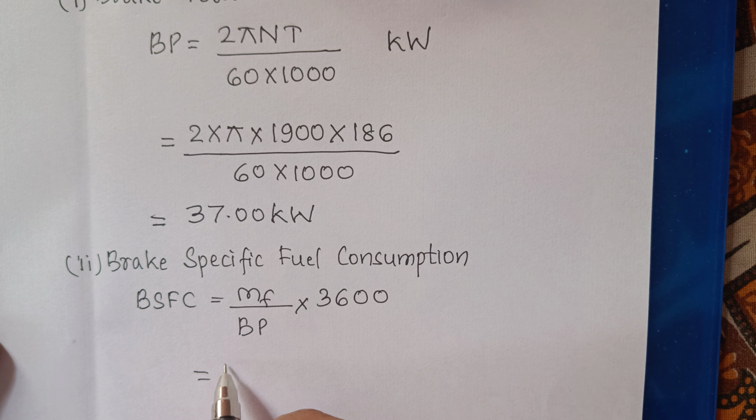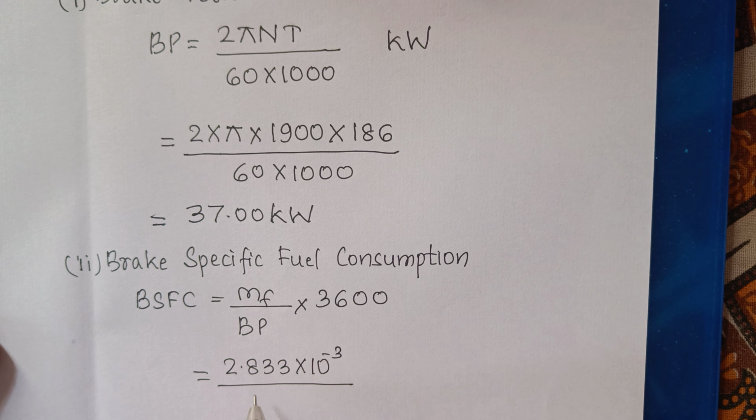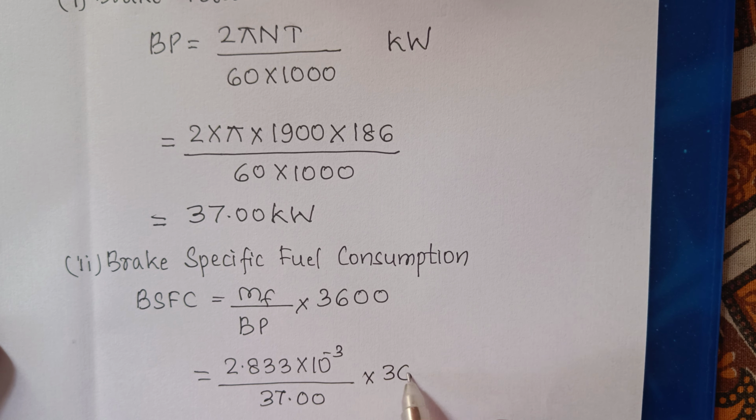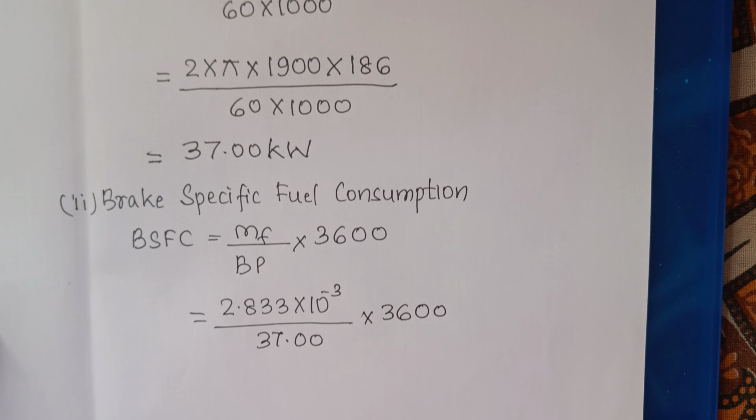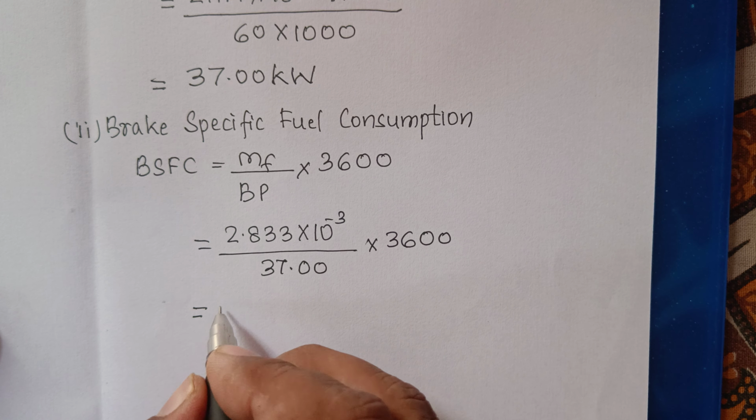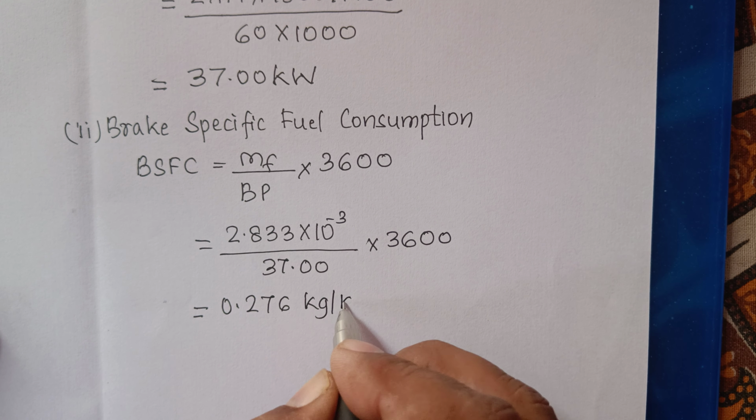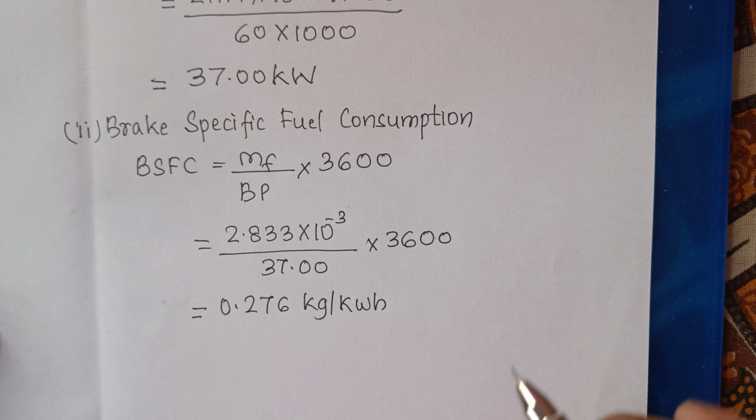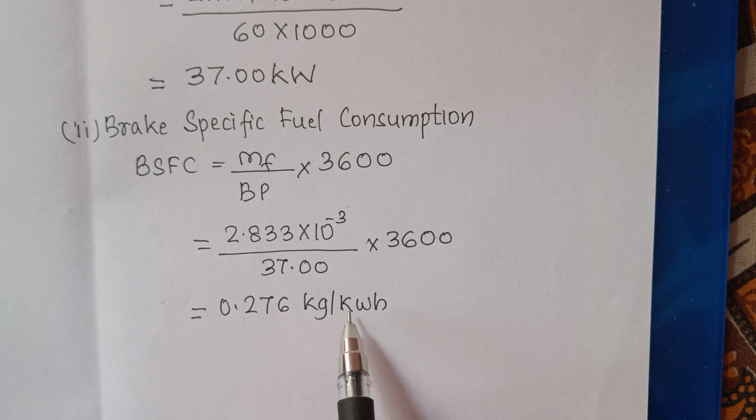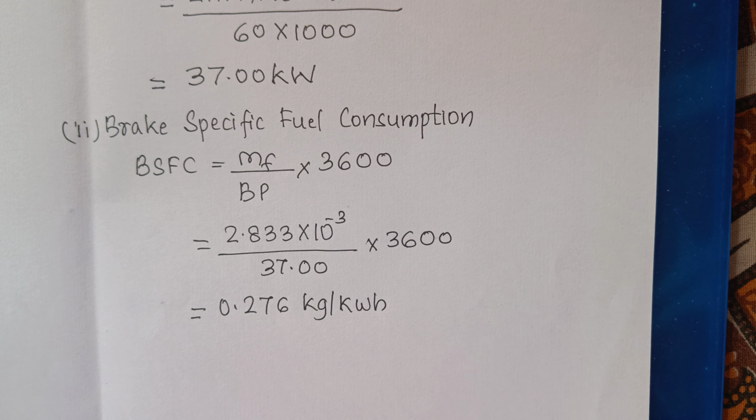So what is the value of MF? It is 2.833 into 10 to the power minus 3, divided by the BP value. BP value is 37.00, into 3600. So calculate it. You will get the answer as 0.276 kg per kilowatt hour. So per kilowatt hour, or per kilowatt for 1 hour, 0.276 kg of fuel is consumed.